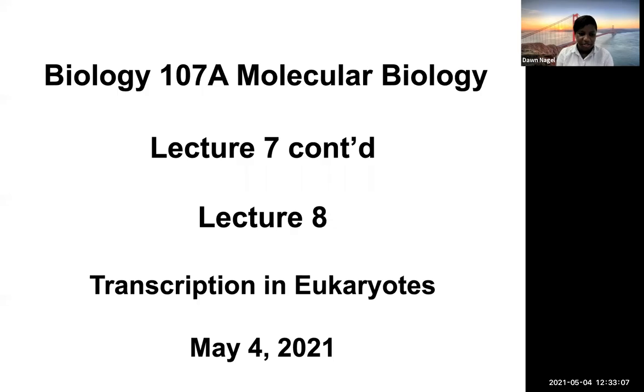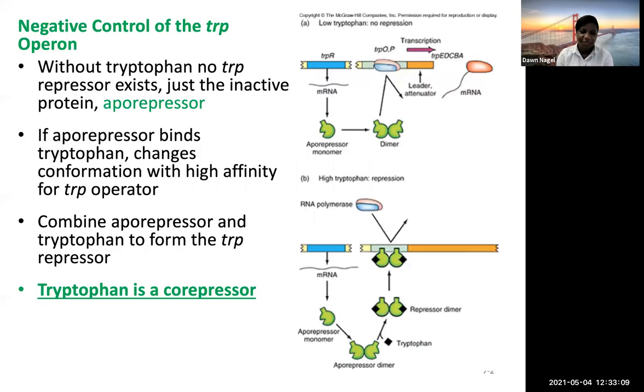Okay. So the last time we kind of ended on the trp operon and the way that you can negatively control the trp operon. Because tryptophan is so expensive and costly to the cell to produce, if you have high tryptophan present, you want to be able to turn off the production of the tryptophan genes, okay? So the structural genes that synthesize tryptophan.